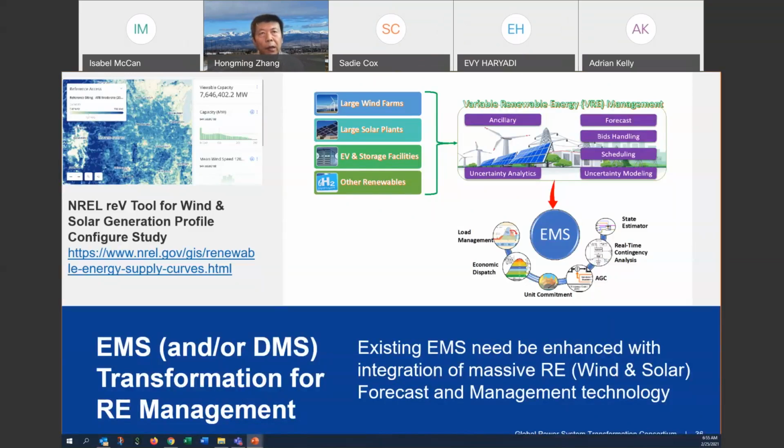I'll just use the example on the left. NREL has renewable capacity potential tools to manage wind and solar and help industry. So there's a lot of similar effort, but the challenge is how to bring that variable energy information into control room dispatch, timely and effectively. That is still to be resolved. Next one.